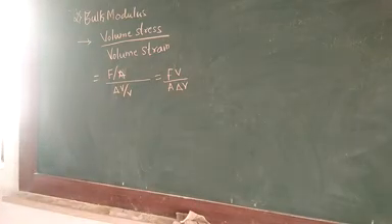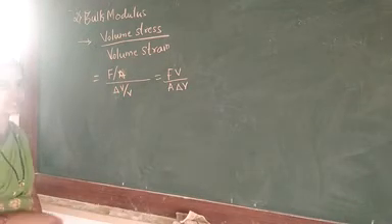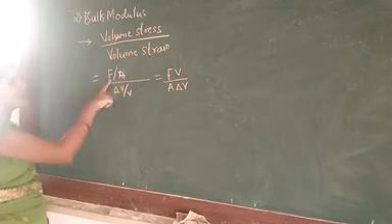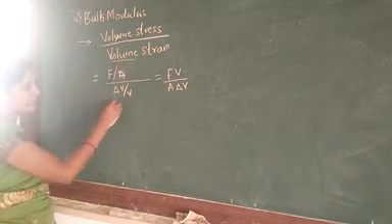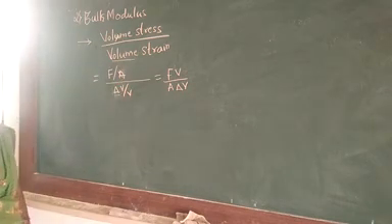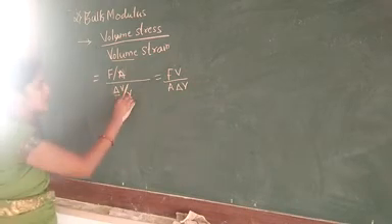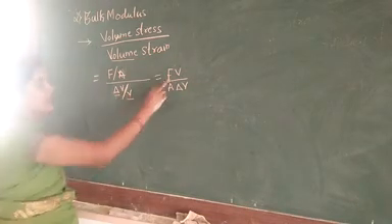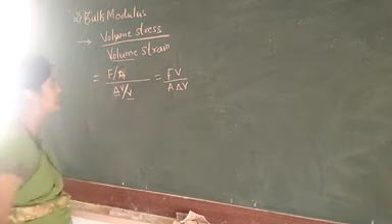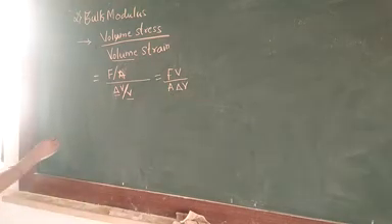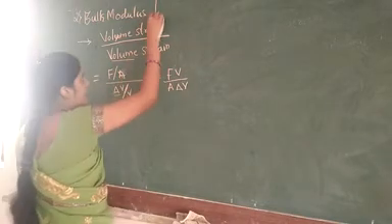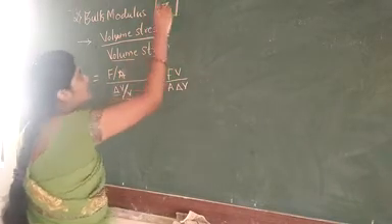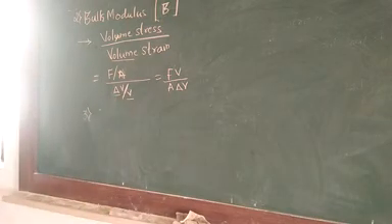Bulk modulus can be defined as the ratio of the volume stress by the volume strain. The volume stress is written as force per unit area, and the volume strain is delta V by V, where delta V means change in the volume by the original volume. Next we get F into V by A into delta V. This is the bulk modulus. It is always denoted by capital B. Capital B means bulk modulus.